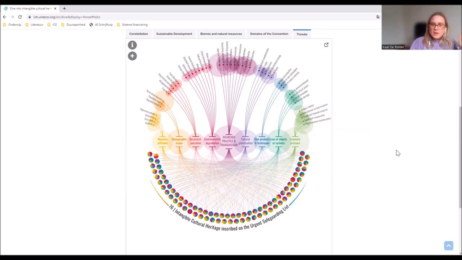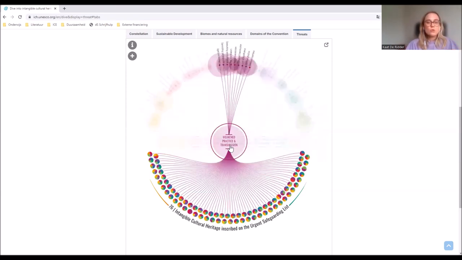Now, very useful when it comes to this topic is that, based on the study of ICH nomination files, UNESCO actually identified 46 phenomena that threaten ICH practices, which are in turn grouped into 9 categories. Now, this interactive graphic visualizes the currently 76 ICH practices that are on the list of the intangible cultural heritage in need of urgent safeguarding, together with the reasons why they are on that list. The big bubble in the middle, labeled as weak practice and transmission, corresponds to symptoms applicable to all the listed intangible cultural heritage practices, while the other categories in the visual correspond to underlying factors, threats, or risks.